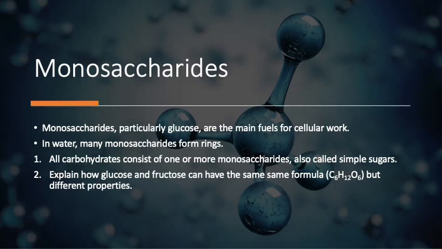Monosaccharides, especially glucose, are the primary fuel for cellular work. Cells break down glucose during cellular respiration to release energy needed for growth, maintenance, and reproduction. In aqueous environments like the cell, many monosaccharides form ring-shaped structures, which influence how they interact with enzymes. All carbohydrates, whether simple or complex, are ultimately built from these basic sugar units.